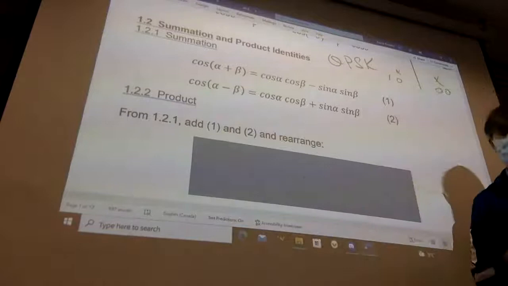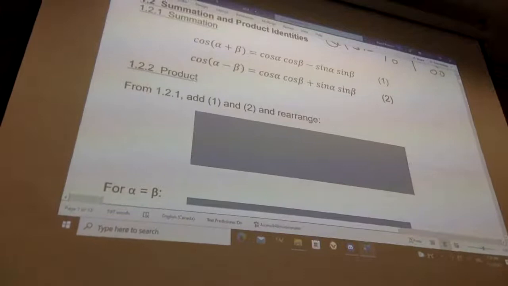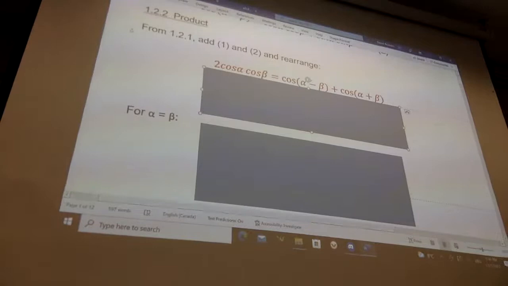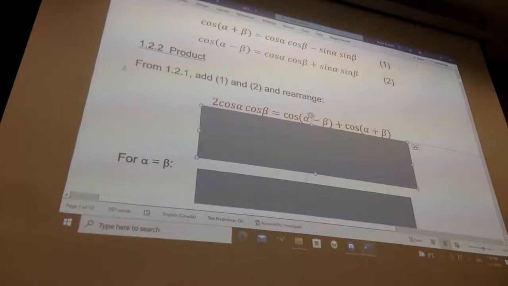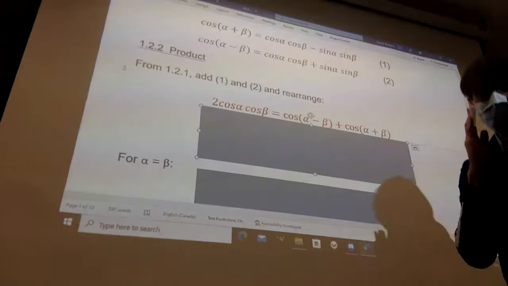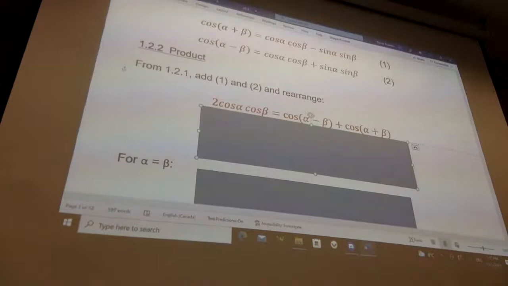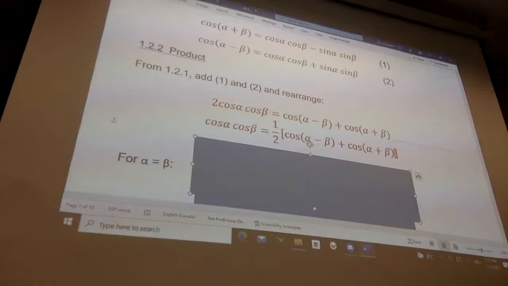What about the product? That's of more interest. If you add those two first equations, the second term, sine alpha sine beta, will cancel. So the product of two cosines is that, right?